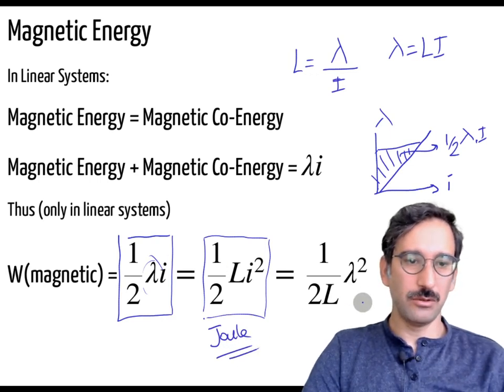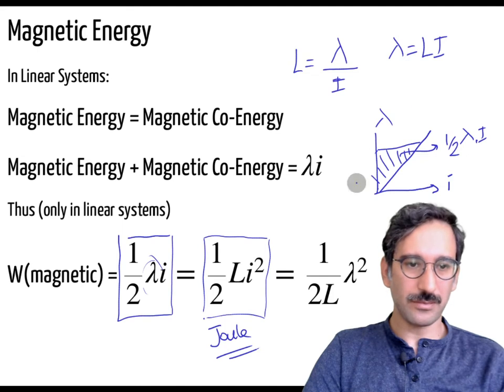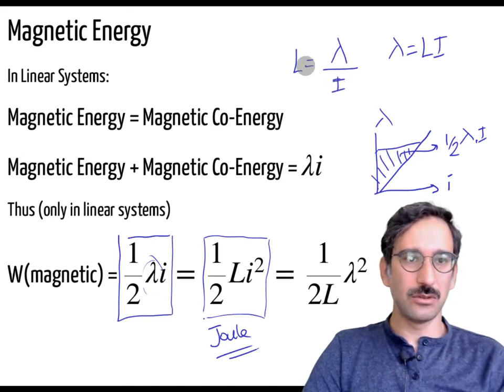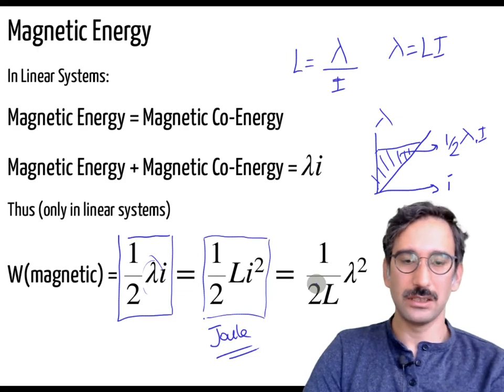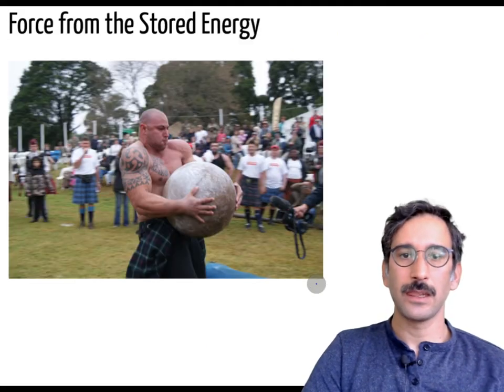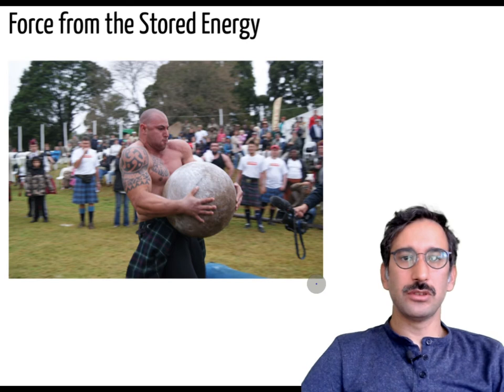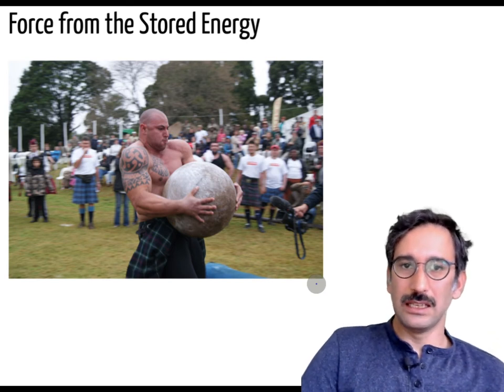Or again, instead of current, you can write lambda divided by L. Sometimes that equation can be useful. Okay, so I think that is the most important slide of the lecture.